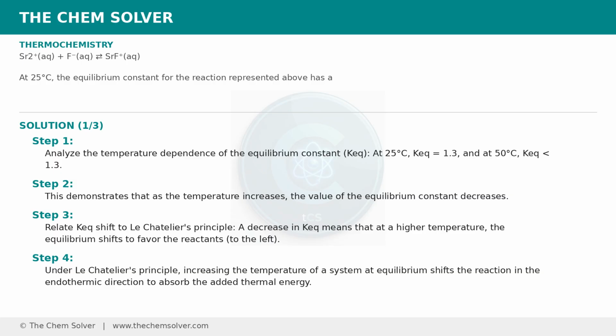Relate the KEQ shift to Le Chatelier's principle. A decrease in KEQ means that at a higher temperature, the equilibrium shifts to favor the reactants, to the left. Under Le Chatelier's principle, increasing the temperature of a system at equilibrium shifts the reaction in the endothermic direction to absorb the added thermal energy.